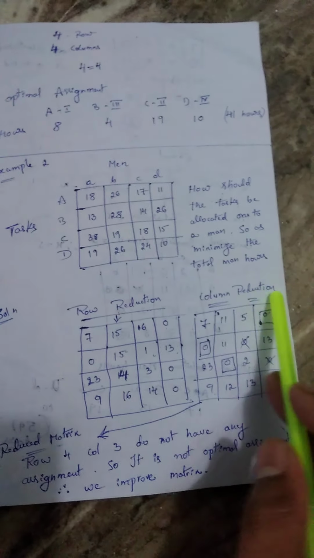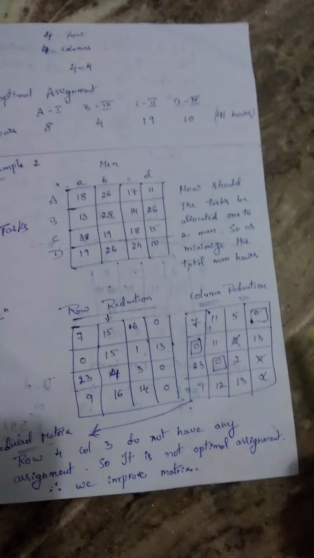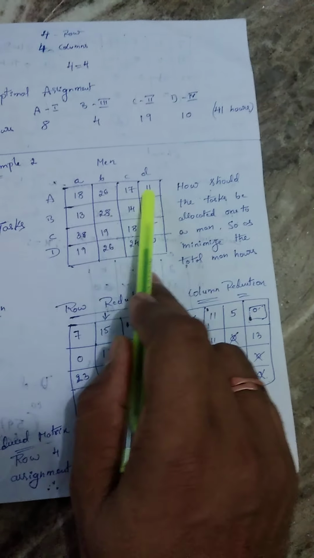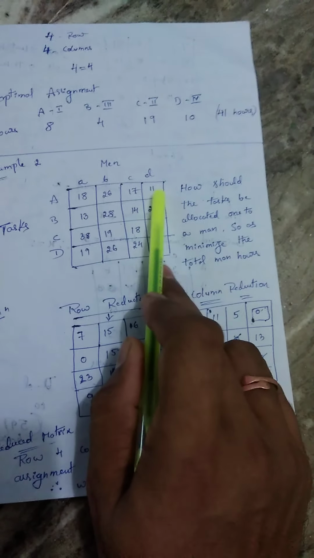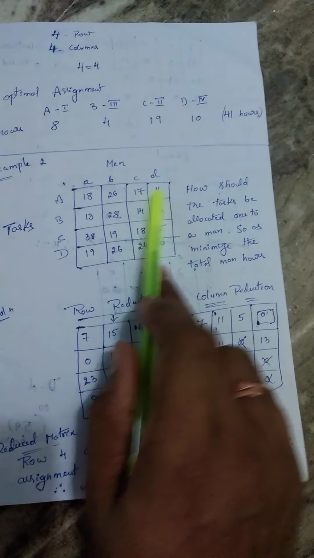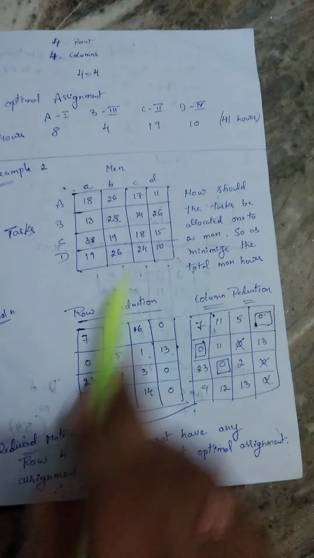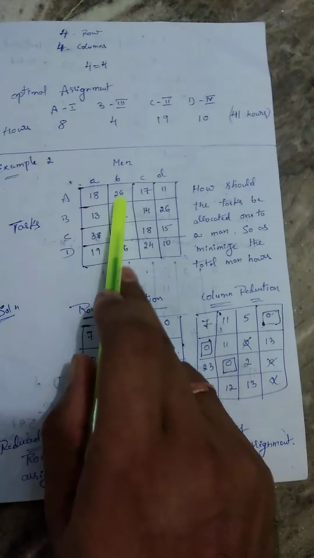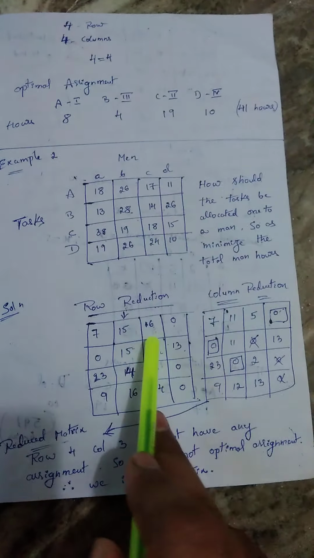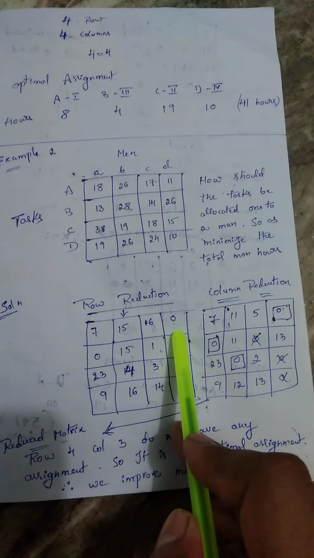row reduction and column reduction. In row reduction, identify row-wise the smallest element. In the first row, 11 is the smallest element. We subtract that element from each element in the row. 18 minus 11 gives 7. 26 minus 11 gives 15. 17 minus 11 gives 6. 11 minus 11 gives 0.